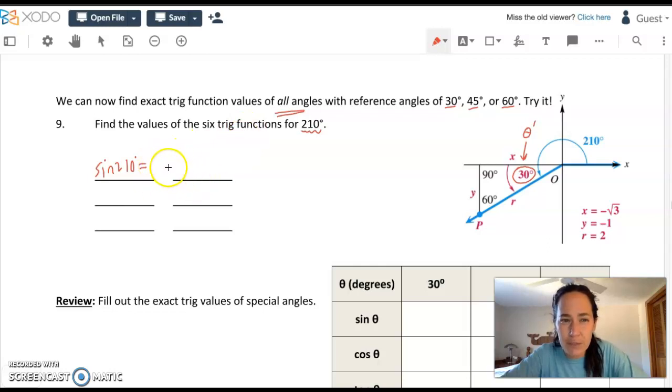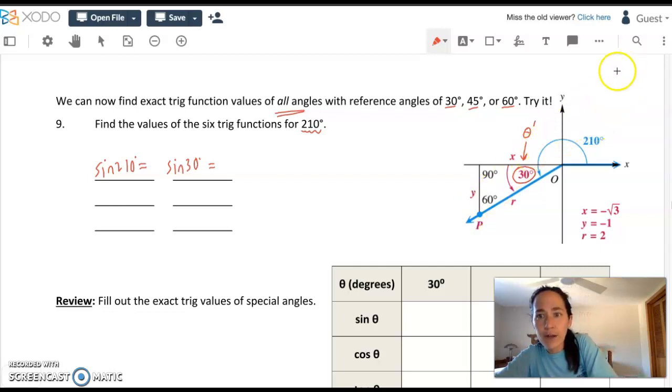But I'm going to leave a little space before I write it. The sine of 30. That's its reference angle. But it might not necessarily equal the positive sine of 30. It might have the opposite sign. It might be the negative sine of 30. How do we decide? Well, we got to think back. How do we decide what sign our trig function value as a solution is going to be?